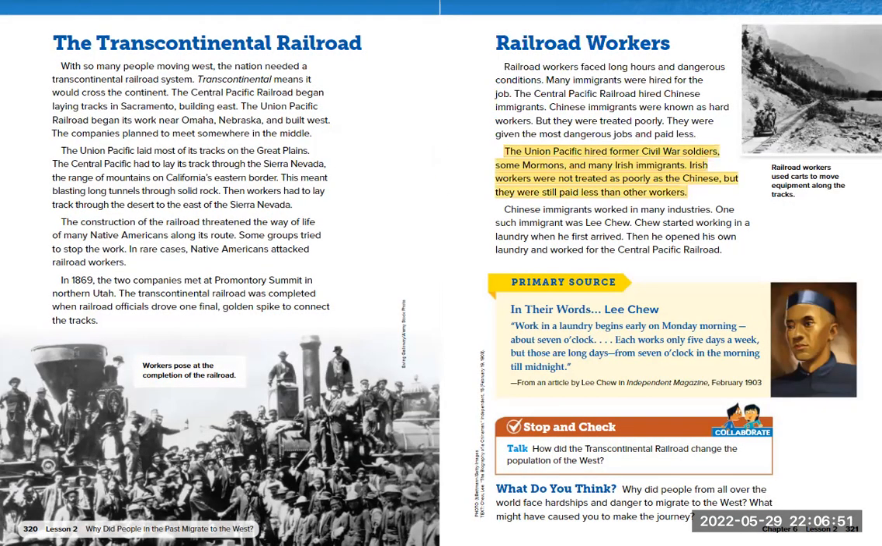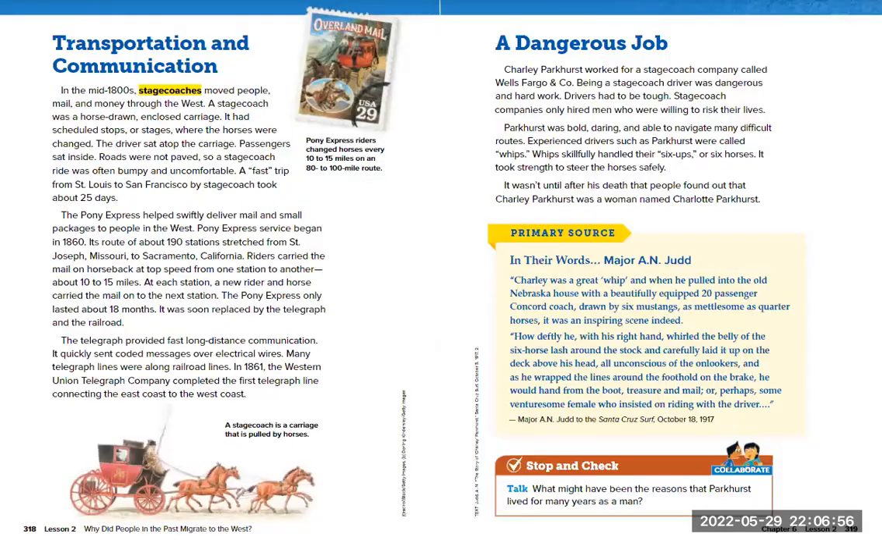Let's see if there is another reason why people might want to move west. If they were working as part of the Pony Express, delivering packages, mail, riders, or passengers, that could be another reason. So, working for stagecoach companies.